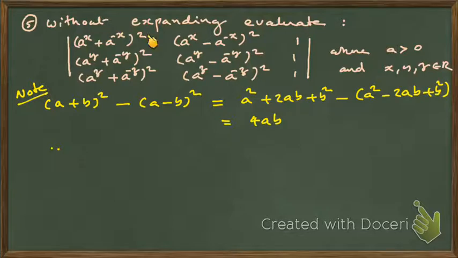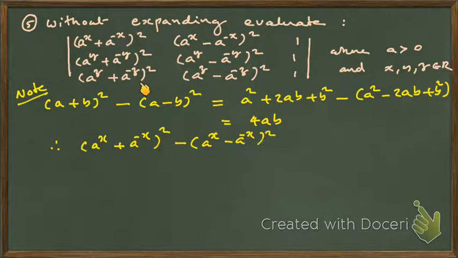So look at this first row, the first two elements there. If I subtract them, basically I'm talking about C1 minus C2. If I do that, how would it look like? A raised to x plus a raised to minus x the whole squared minus a raised to x minus a raised to minus x the whole squared. Doesn't it look like a plus b the whole square minus a minus b the whole square? According to what we proved, it should give me 4ab. So 4 times a into b.